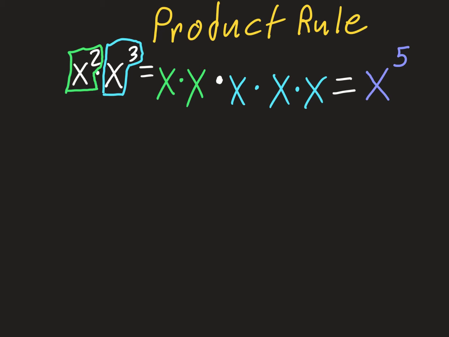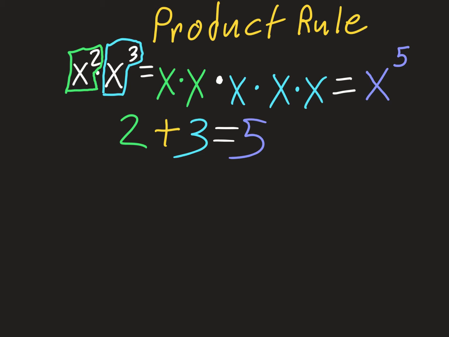Let's have a look for a second. What did we actually do to the 2 and the 3 to get a 5? Well, 2 plus 3 is 5, so we added. We need to figure out if this is always true: if we are multiplying two numbers with the same base but different exponents, can we add the exponents and leave the base the same?